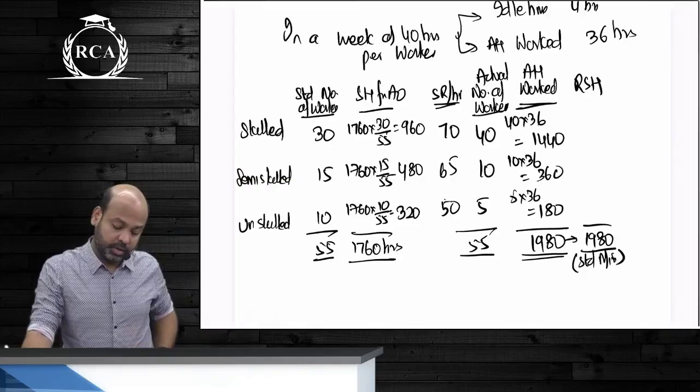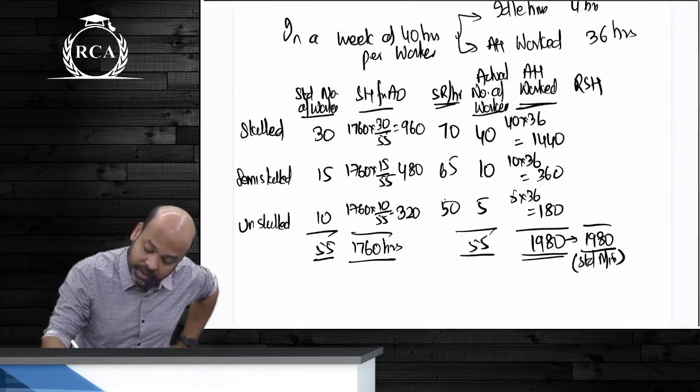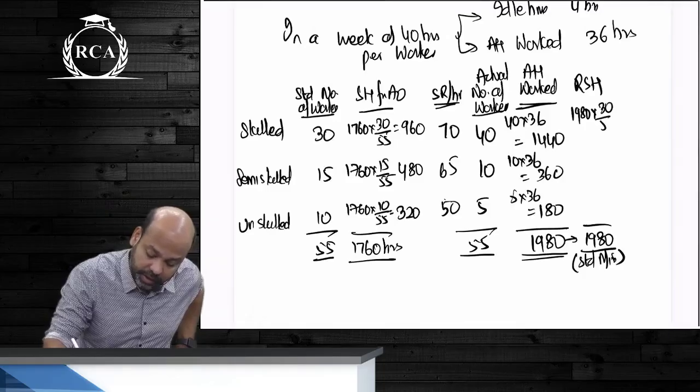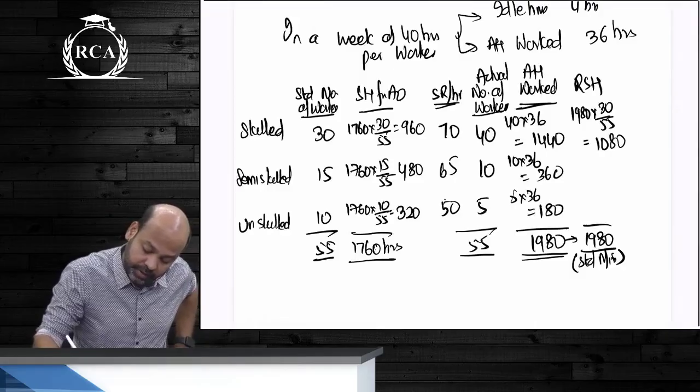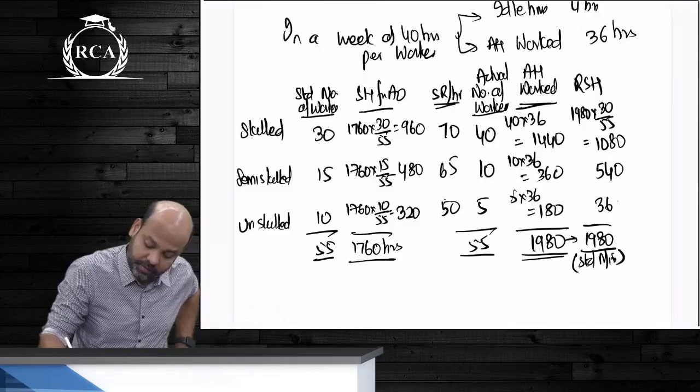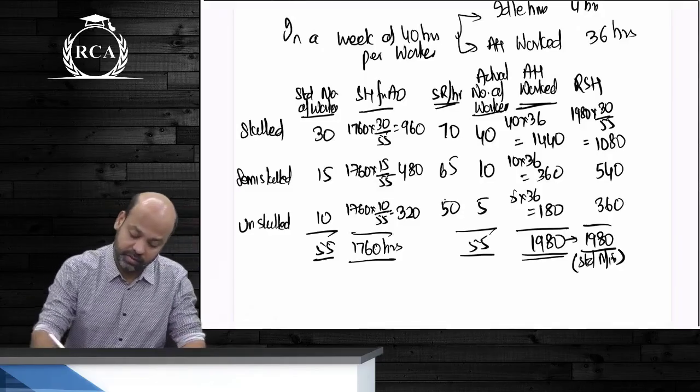You want revised standard hours, you will take 1980 in standard mix. 1980 divided by 55 is 36. So 1980 into 30 divided by 55. How much is that? 1080. Next, 540. Next, 360. This will be revised standard hours.